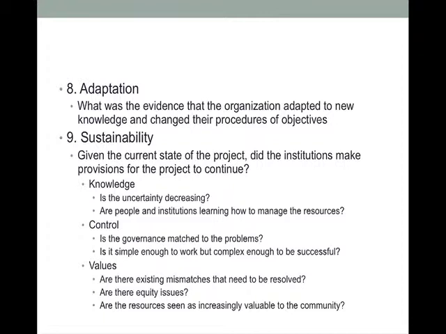And that's where governance embedded in community structure often gets its complexity from the community structure, even though it has very simple rules. And then finally, the values. Are there existing mismatches that need to be resolved between individuals and community? Are there equity issues where somebody's not getting what they really deserve? And then, are the resources seen as increasingly valuable to the community, or are they being discounted? Those are questions that we can make objective statements about, about how the values are playing out in the community.